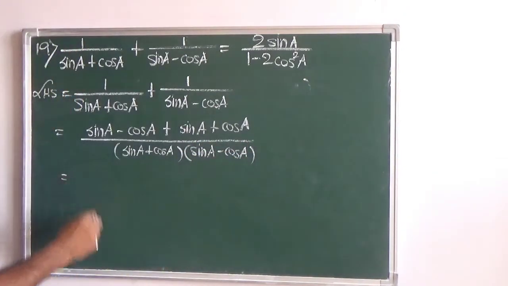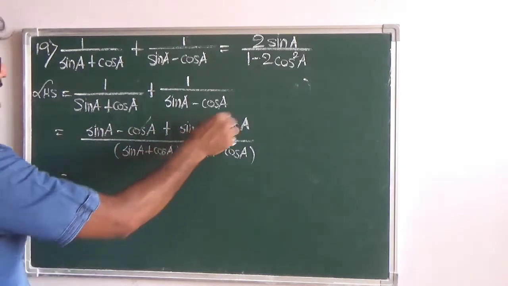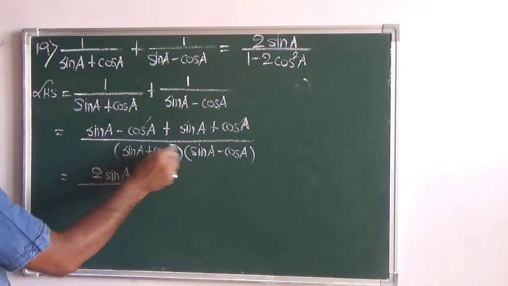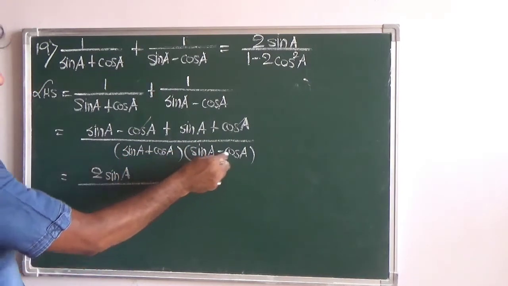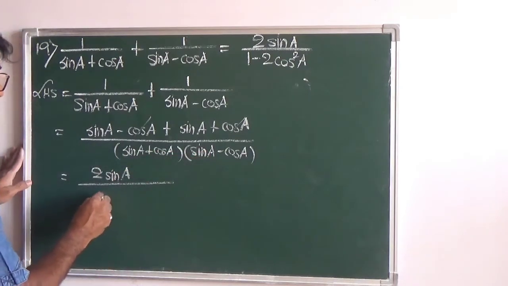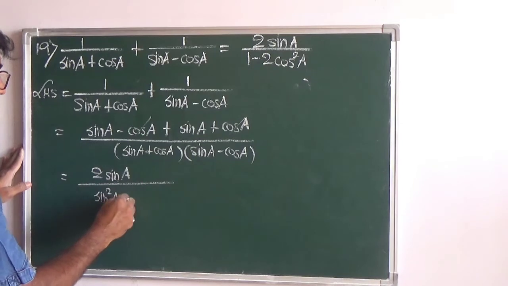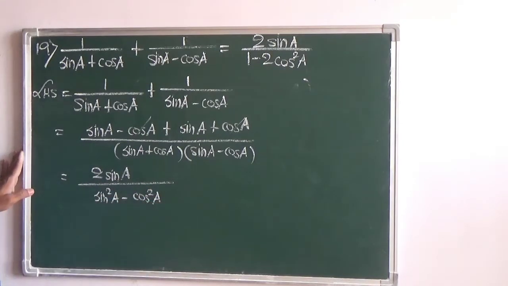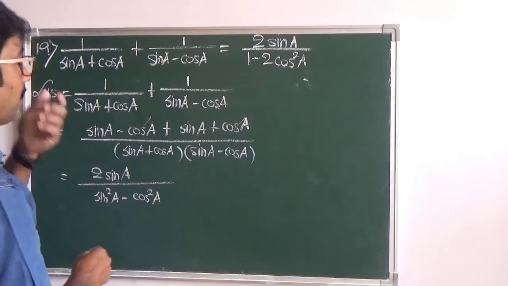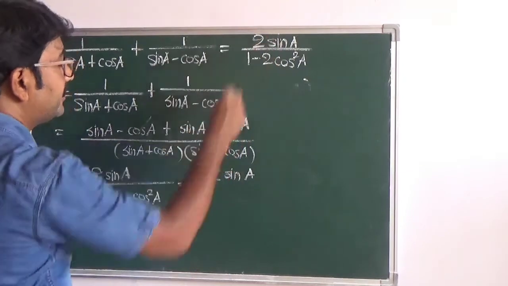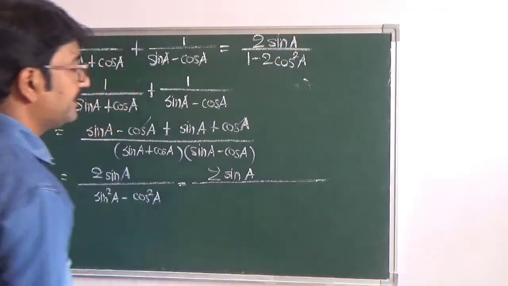So if you look at the numerator, cos A and cos A will be eliminated. We are left with 2 sin A, divided by sin A plus cos A, sin A minus cos A, in the form of A plus B into A minus B. So you can write it as sin square A minus cos square A. So it is 2 sin A as it appears in here also. So in the numerator we don't have any problem.